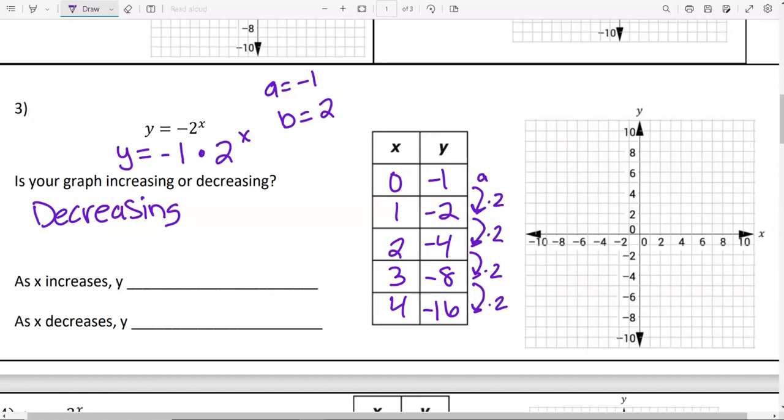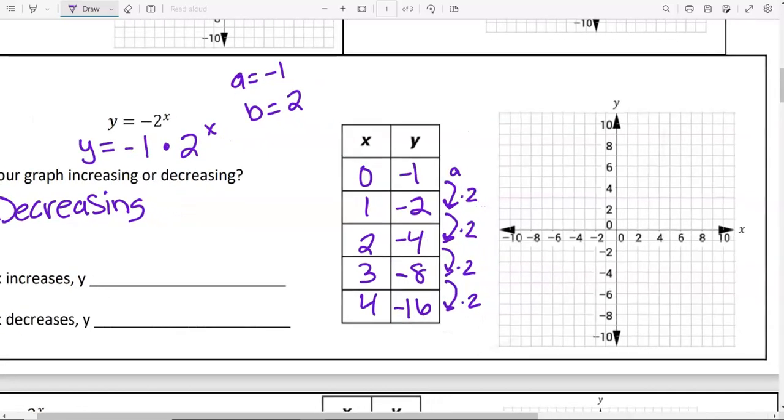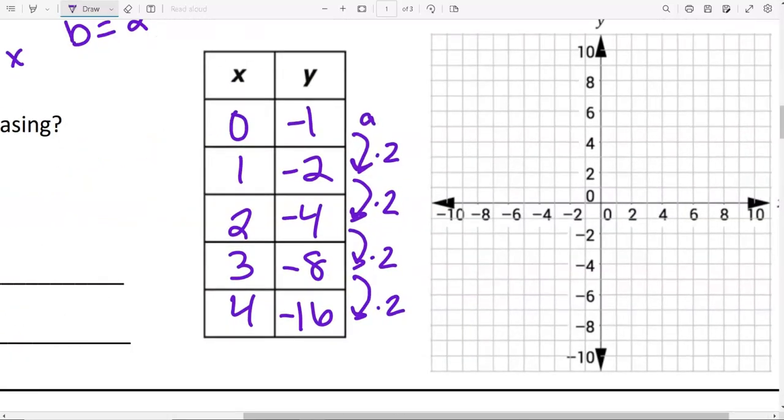Okay. Let's graph these. Here we go. 0, -1. So now we're under, because negatives are reflections, right? So now we're under the x-axis. 1 goes to -2. 2 goes to -4. 3 goes to -8. 4 goes to -16. We're going to get over here. And if I went backwards, I would still get closer and closer to that 0, but are we going to touch it? No, we are not.